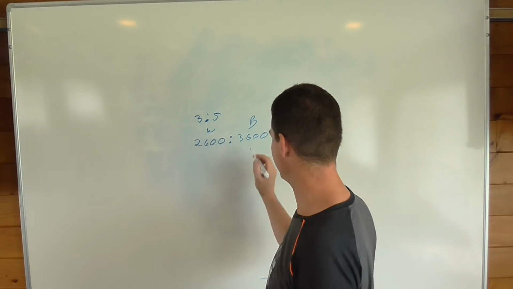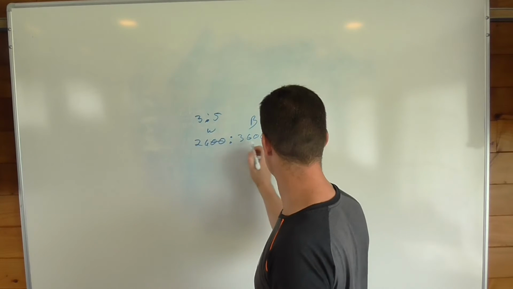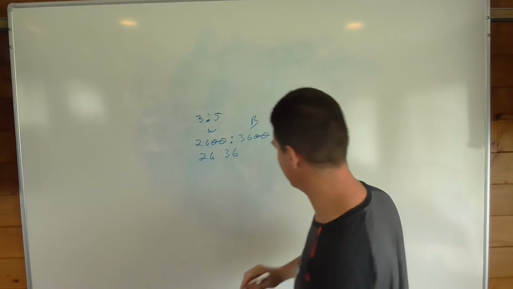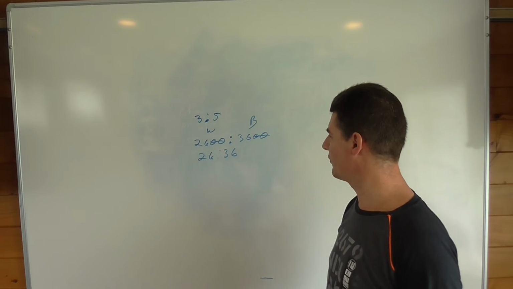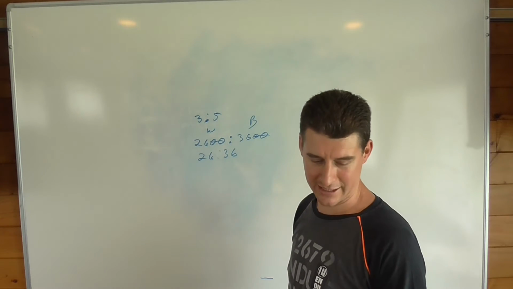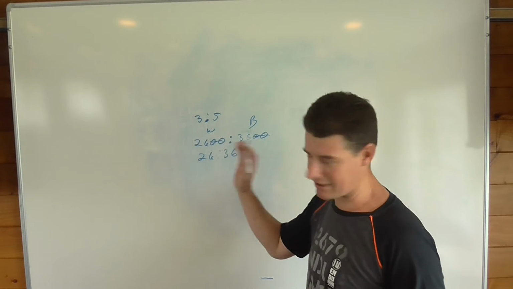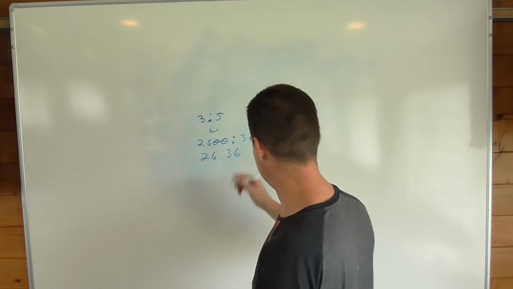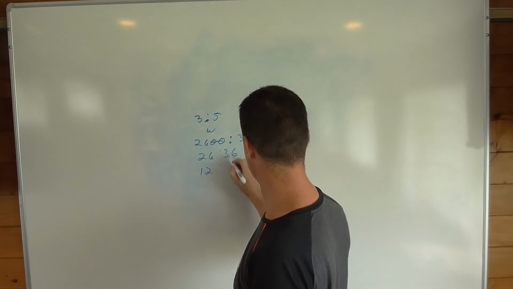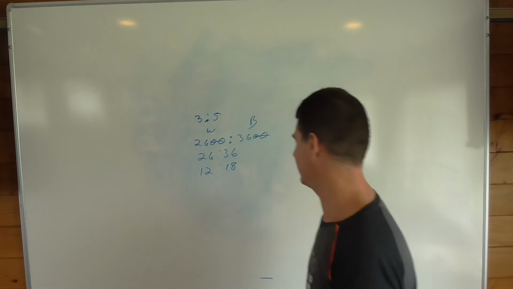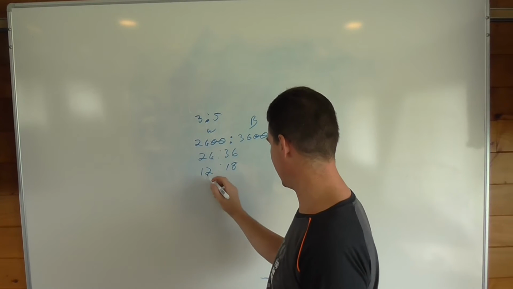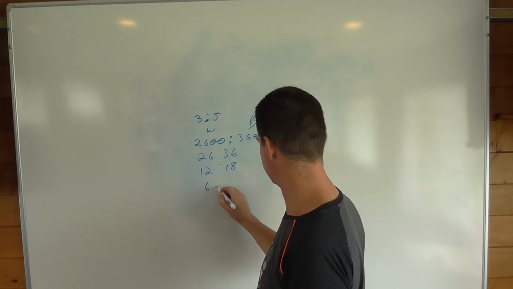So first of all, we can divide both of them by 100. So in other words, we can say, for every 24 slices of white bread, there's 36 slices of brown bread. But we can make that even smaller. So let's say we can divide both of them by 2, so that'll be 12 and 18. Yeah, that's also good. And then we can divide both of them by 2 again, so that'll be 6.